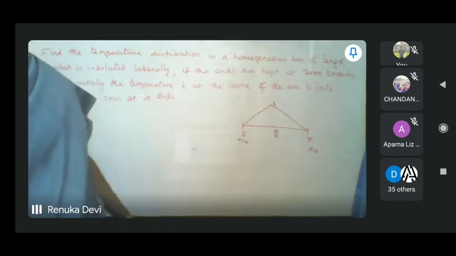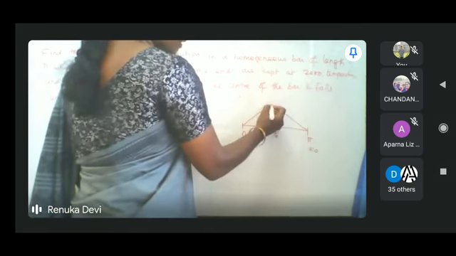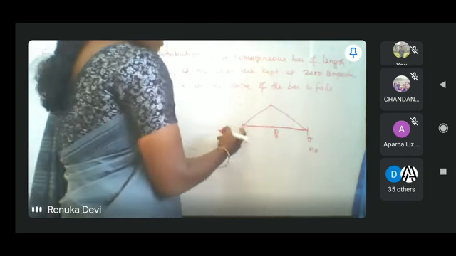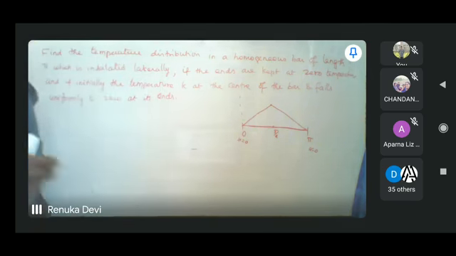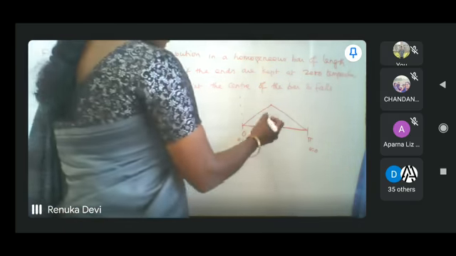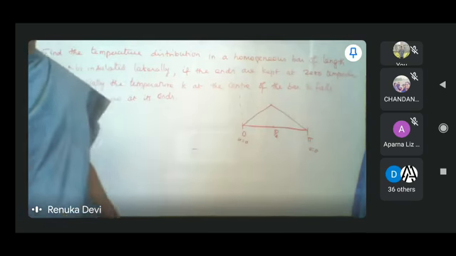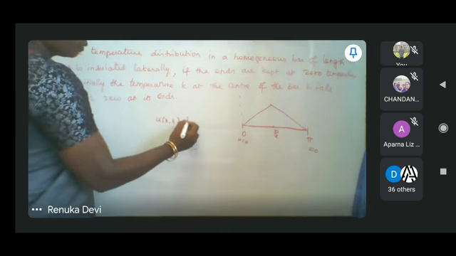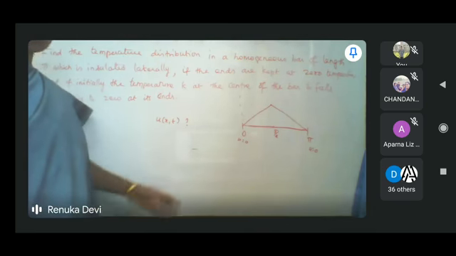Now we want to find the position. The rod is here, and the temperature varies from 0 to K. At the center the highest temperature is K and at the endpoints the temperature is 0. It is given. But we don't know what the curve is, what the function u of x comma t is. We have to find that curve. If we know the initial condition, then only we can do the problem.